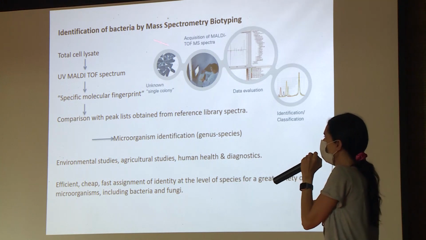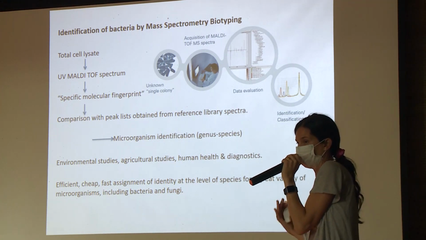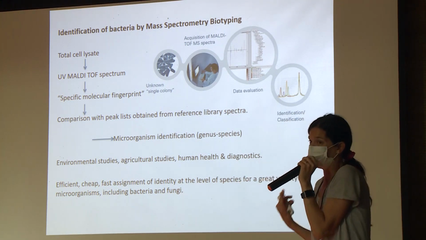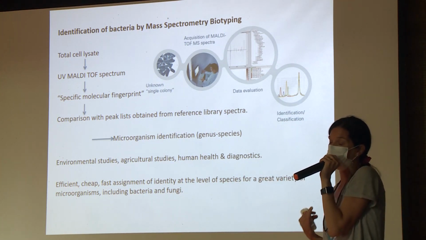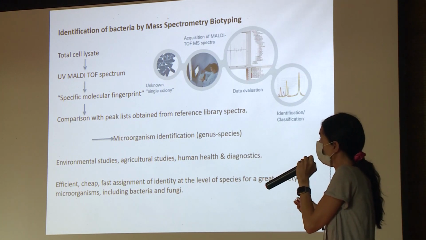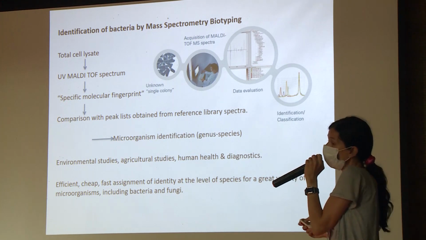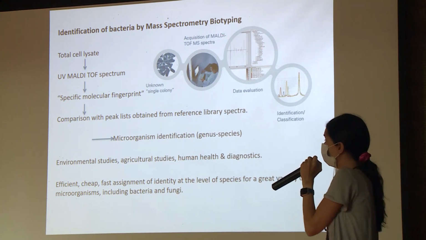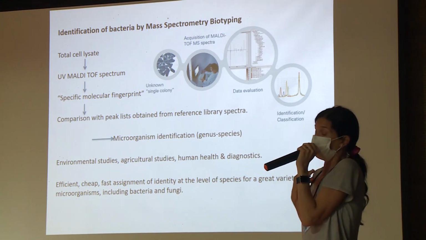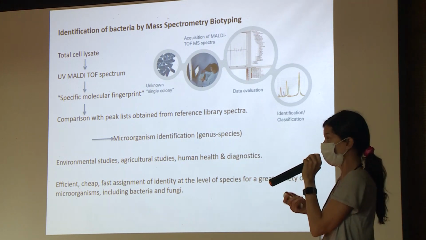And then this is the last thing, which is something else that you can do by mass spectrometry, which is pretty rare, but it's gaining more and more importance in the diagnostics area. Most hospitals nowadays are doing it, and it is the identification of bacteria by mass spectrometry. It's called biotyping, and it's becoming very popular because it's fast, cheap, and pretty easy to do.